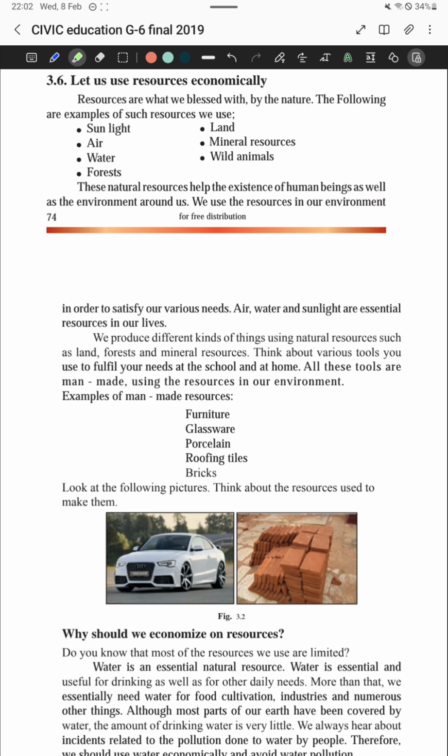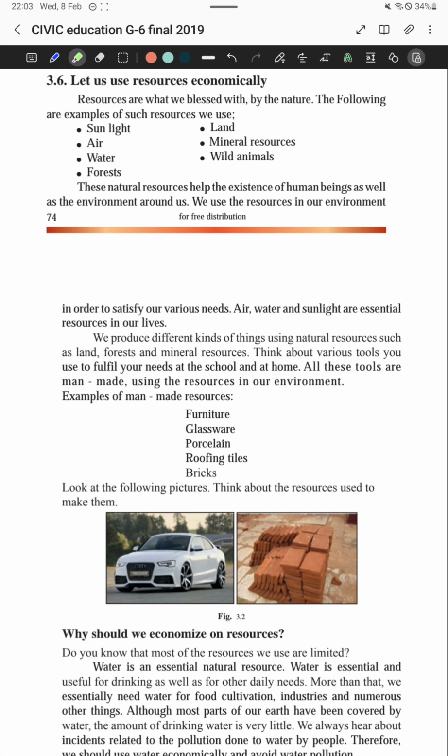So resources, what are the resources? There are many resources. You know that you have artificial resources and also natural resources, right? Out of all these, we are highly concerned with the natural resources that we take from nature, right? Resources are well blessed by nature. Examples of resources are sunlight, air, water, forest, land, mineral resources, wild animals, and also us, right? Human beings are also a part of nature, the environment, right?